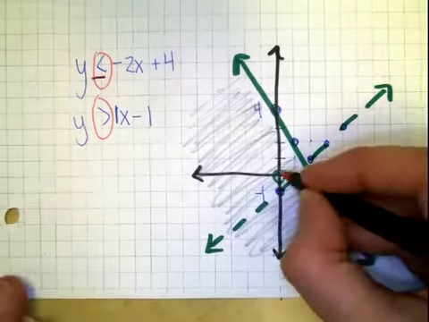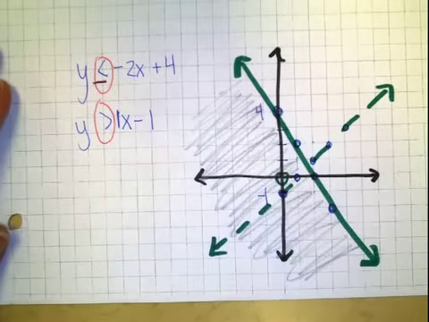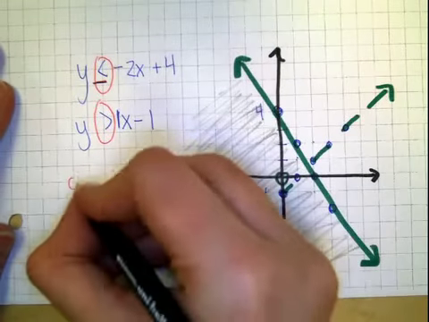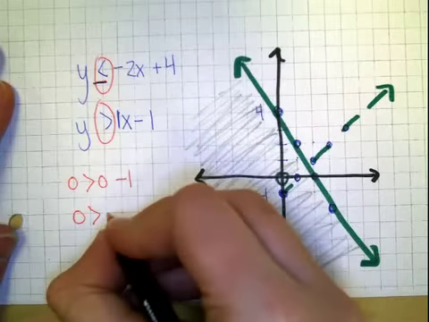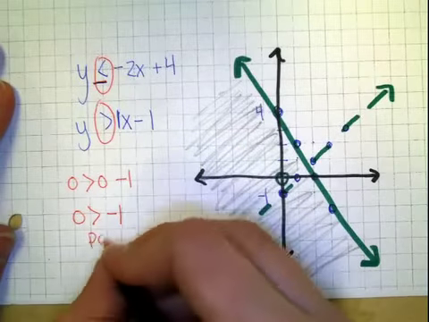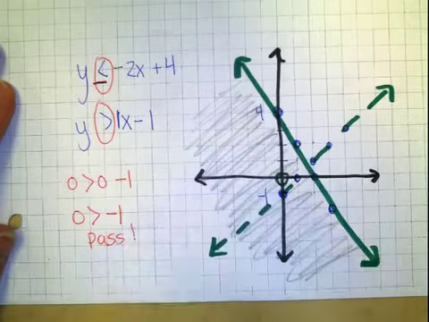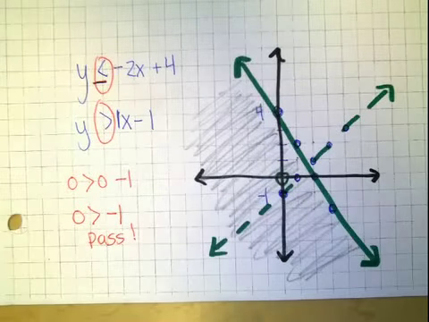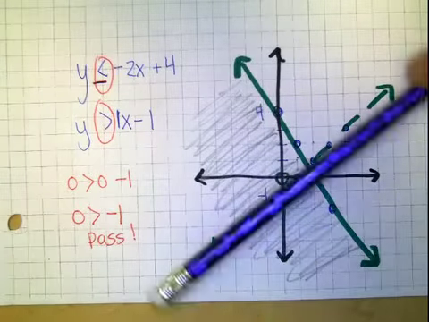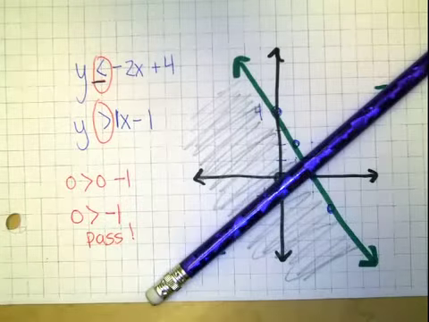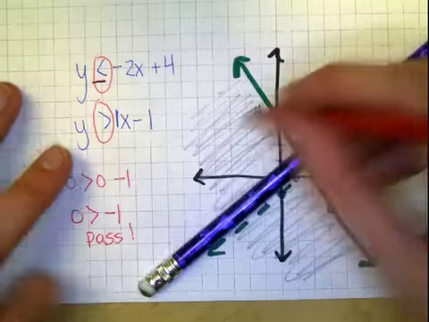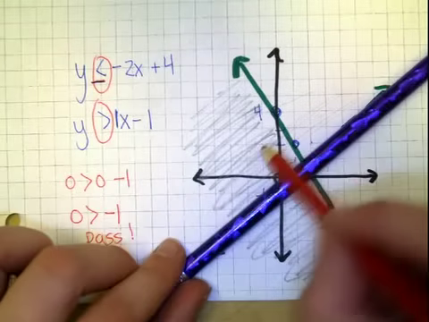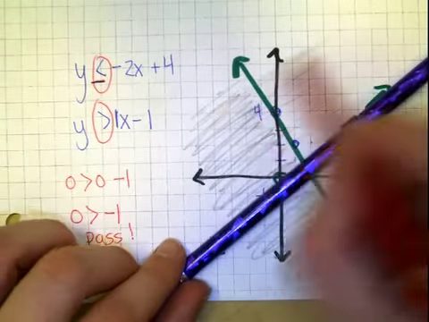And I'm going to do the same thing. I'm going to test 0, 0. See if it passes. If you put 0, 0 in this rule, you get 0 is greater than 0 minus 1. 0 is greater than negative 1. Pass. Another pass on this one. So that means that for this line right here, the passing section is up above, going this way. So everything I'm going to shade is going to be up above here.